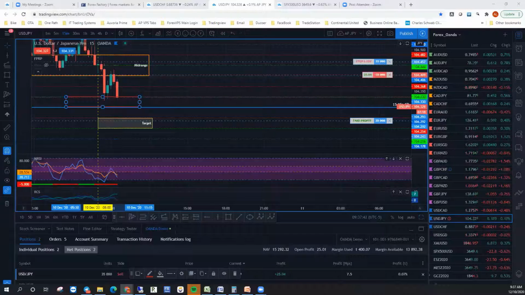Here the yen is starting to come back into either the trap zone or it's going to break through into our target zone.